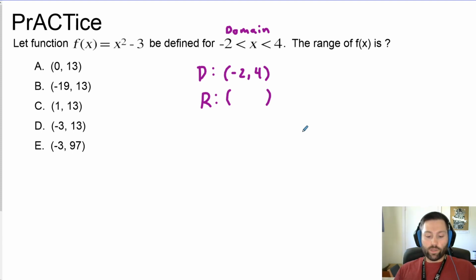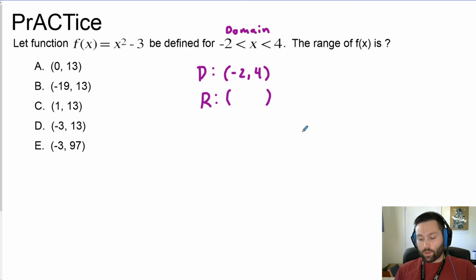What we are going to do is type in x squared minus 3 into our calculator. And I'm going to graph it just to get an idea of what that function looks like.